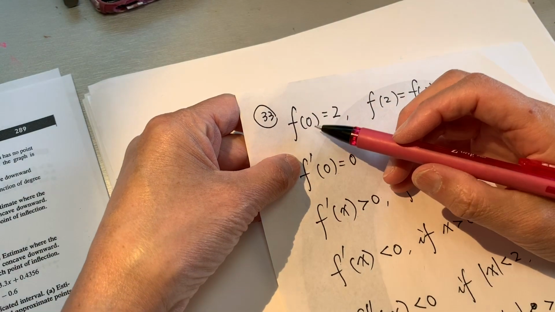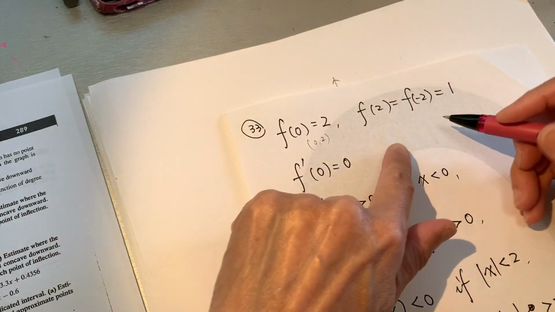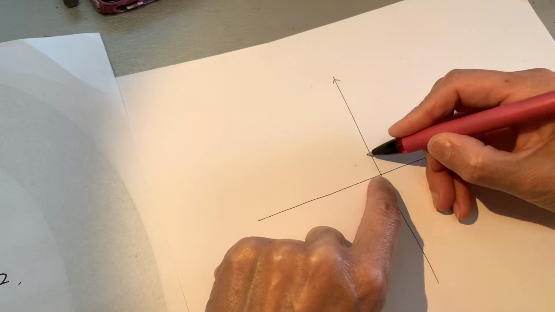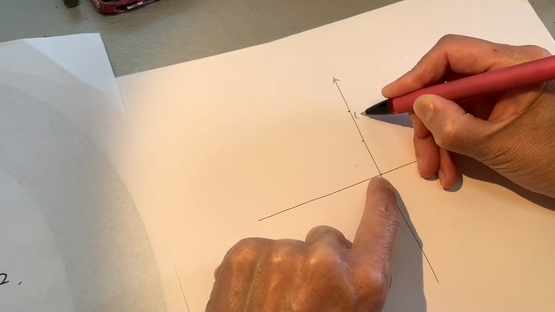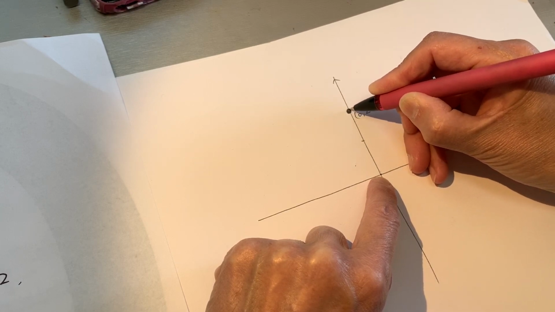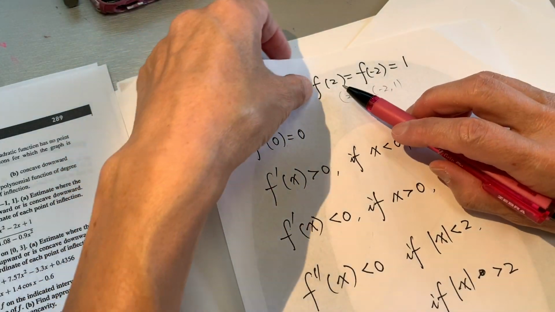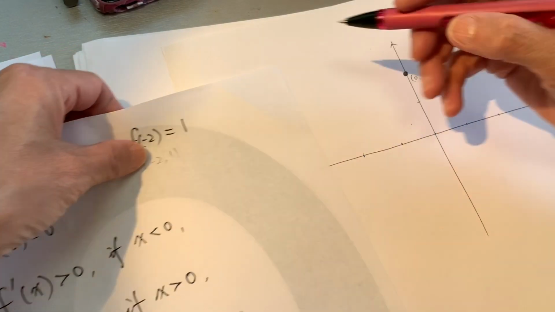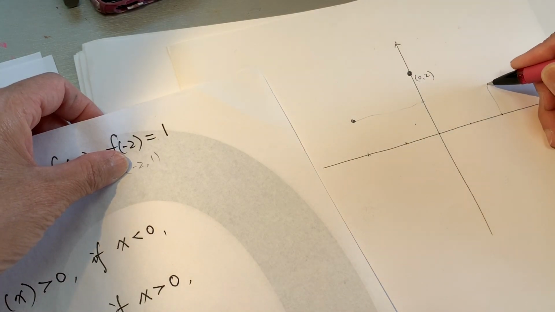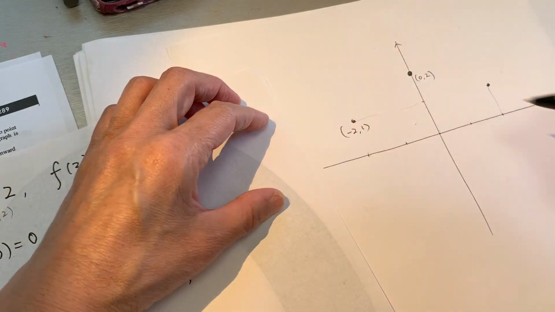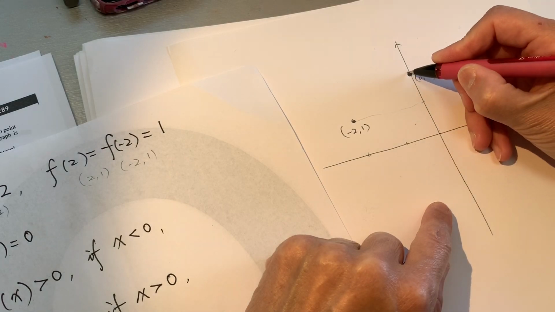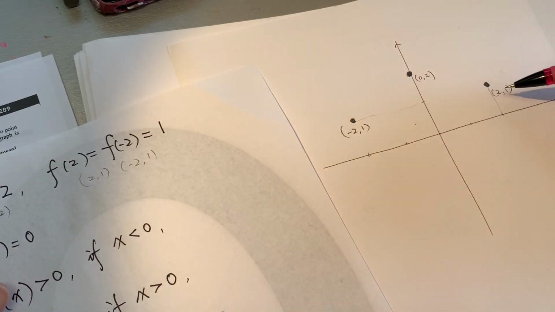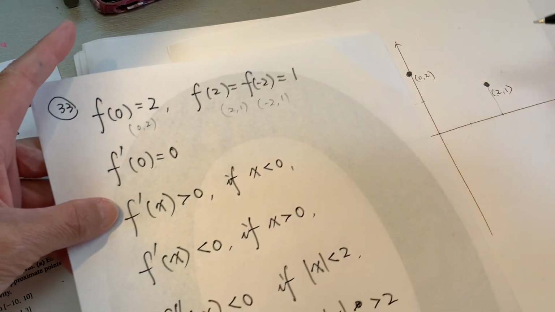So f of x, it means 0, 2, right? When x is 0, y is 2. So this point is 0, 2. Let's do a big dot here. This is on the graph. And when x is positive 2 and x is negative 2, y is 1. So this is negative 2, 1, and this is positive 2, 1. Here are the three critical dots that we are going to use.